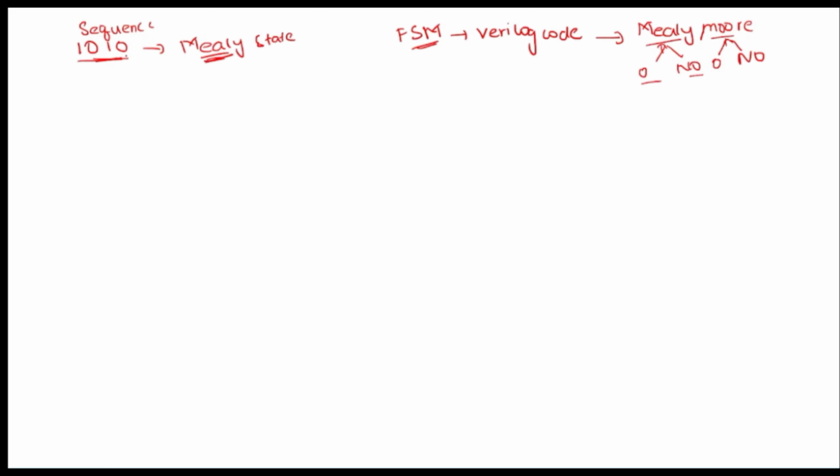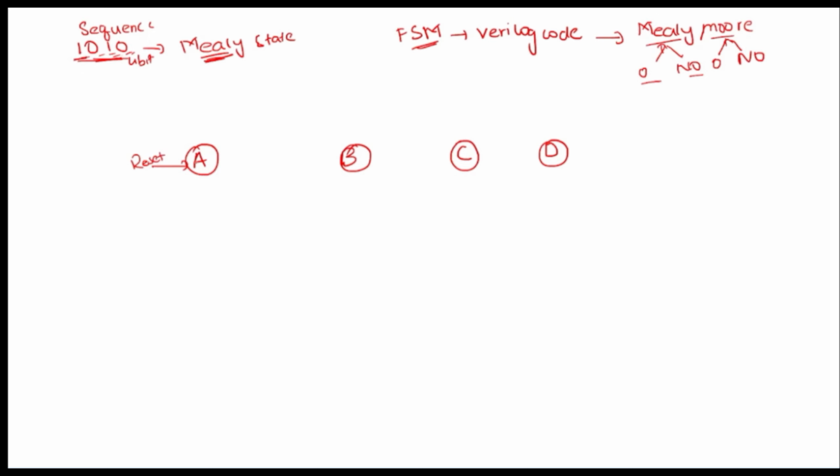Okay, so this is my sequence, 1010. It consists of 4 bits, since this is the Mealy state machine. However many bits are present, that many states will be present. So since there are 4 bits, you will have 4 states. Let us consider those 4 states as A, B, C and D. Presently it is in the idle state. As soon as you give reset, everything will be set to the default values. Now coming to the sequence.